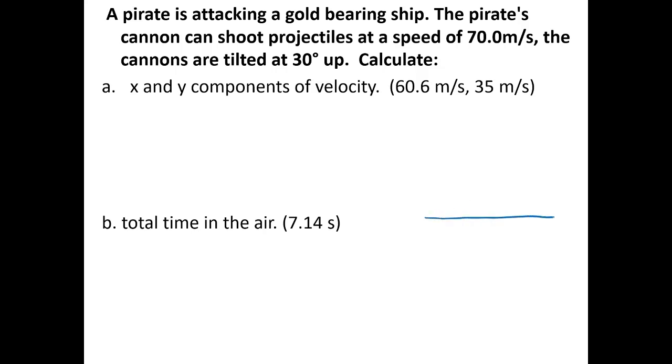So here we're going to have two ships, a pirate ship, and I'm not going to spend a lot of time drawing them, and a gold-bearing ship. And it's going to shoot a cannon level to level to hit the other ship. So let's see what we can figure out. We know that the cannon can shoot at 70 meters per second and that the cannon shoots at an angle of 30 degrees.